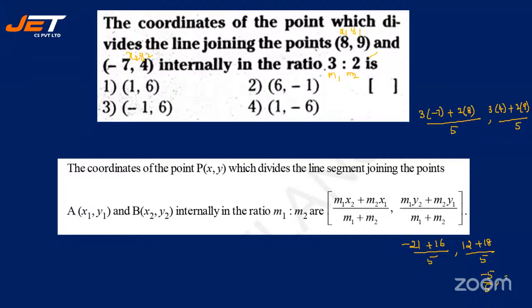Next, I have 30 by 5, isn't it? So what is your answer? -1, 5 6s are 30, so 6. So (-1, 6) is option 3. I'm sure you all must be getting this. Yes, it is. Is it clear? It is mere application of formula.